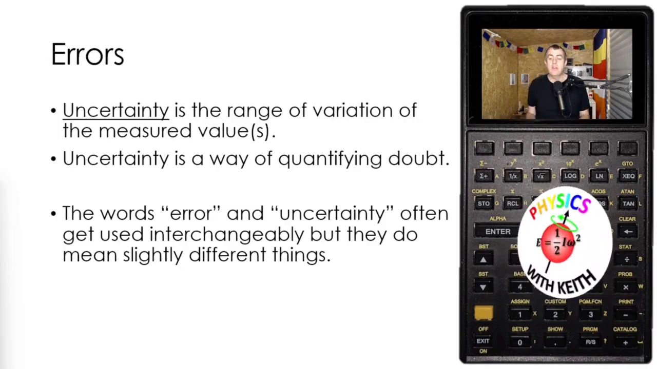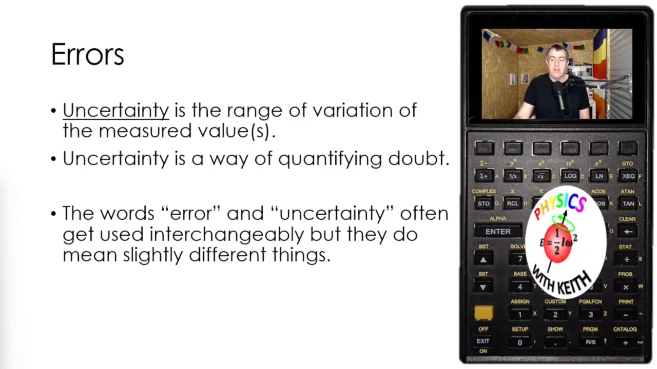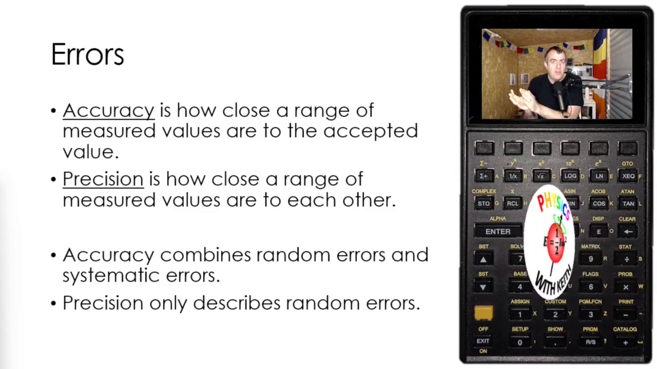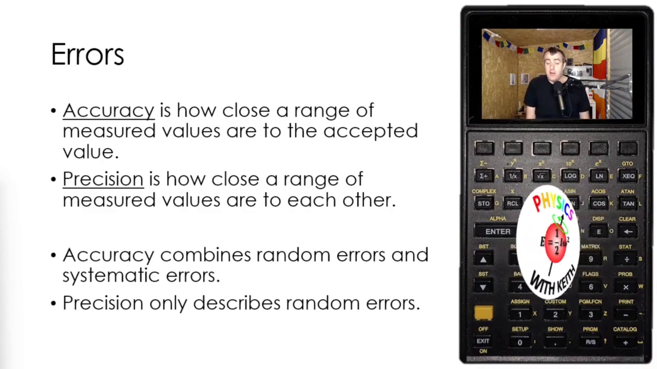It's a range of values where your value is within that range, and you hope that the accepted value is also within that range. So it is tied quite closely to the idea of accuracy, how close your range of measured values are to the accepted value. It's not a very accurate measurement if the accepted value lies outside your uncertainties. And precision. Precision is how close together your values are. Whether they're close to the accepted value or not is irrelevant. For precision, it's just how close together your values are.